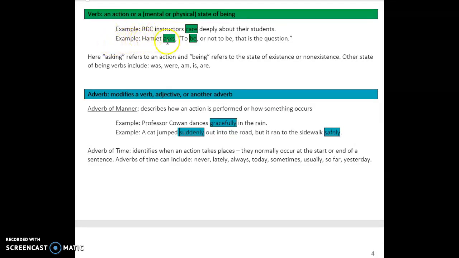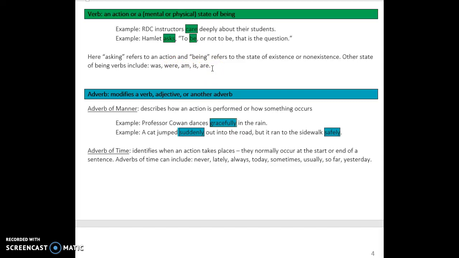What about this one? Hamlet asks to be or not to be. That is a question. We know that asks refers to an action, but be refers to being, which is also a state of existence or non-existence. And this be is itself a verb. It refers back to a state of being. Other state of being verbs include was, were, am, is, and are.